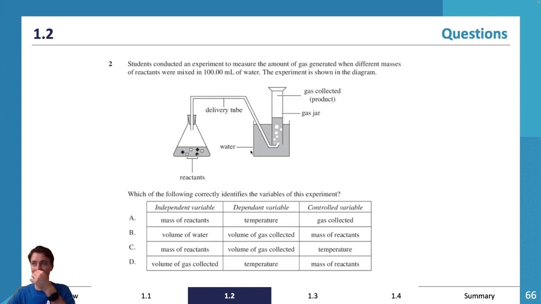All right, another multiple choice. We have a student conducting an experiment to measure the amount of gas generated when different masses of reactants were mixed in 100 ml of water. The experiment is shown below. Which of the following correctly identifies the variables of this experiment? So I want you to have a go at this question. I'll give you your time now. I'd say this is maybe a 1 to 2 minute question. If you need more time, feel free to take it. But again, 3, 2, 1, pause.